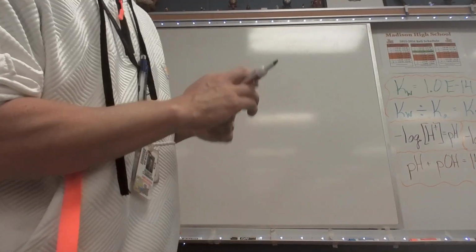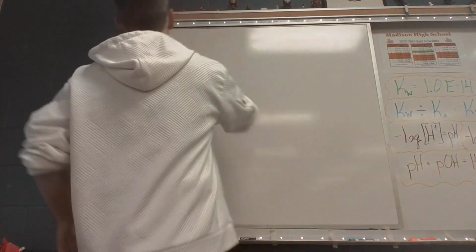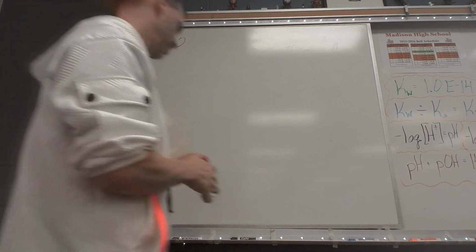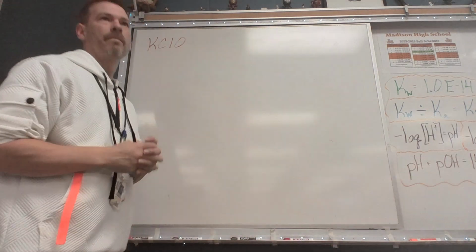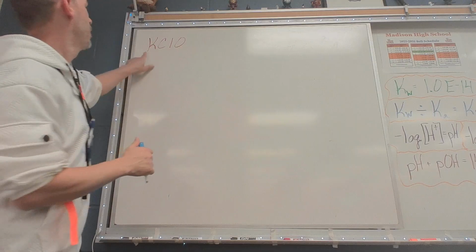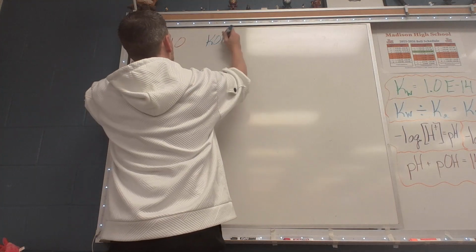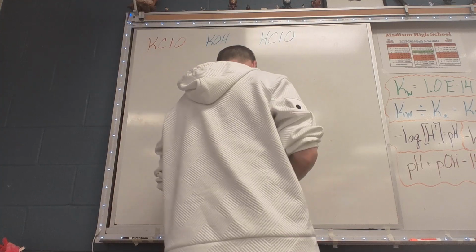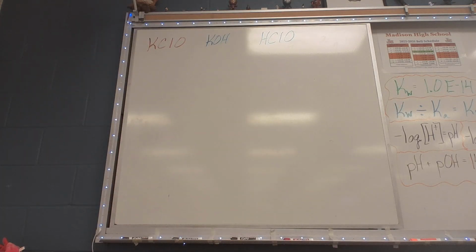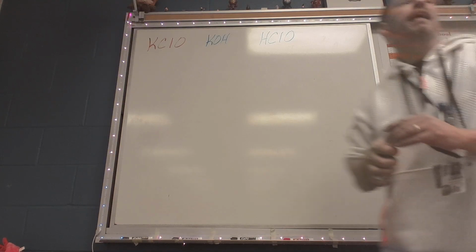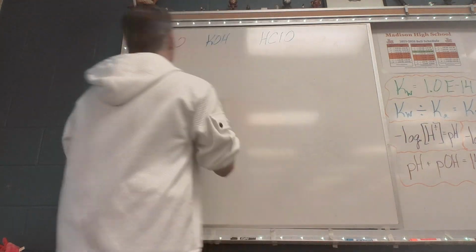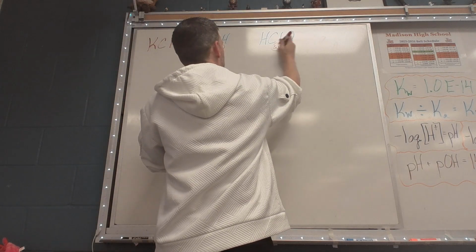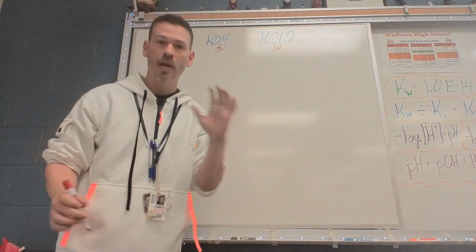Right, let's do this. KClO. That's an ionic compound. One of the parents is KOH. Another parent is HClO. As I find their strengths, I know that we have a strong base and a weak acid because of the H to O ratio. That makes him weak.